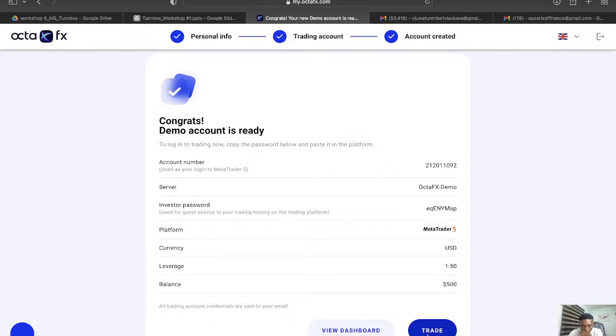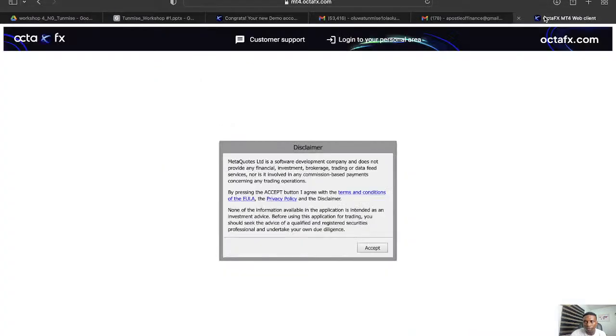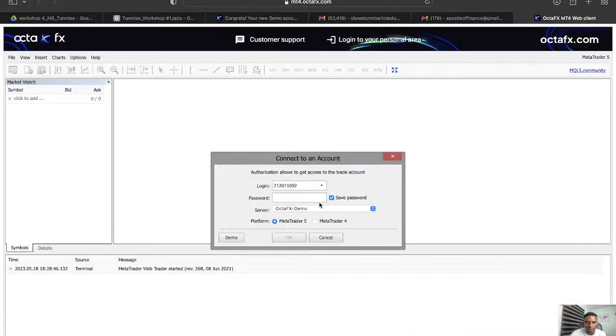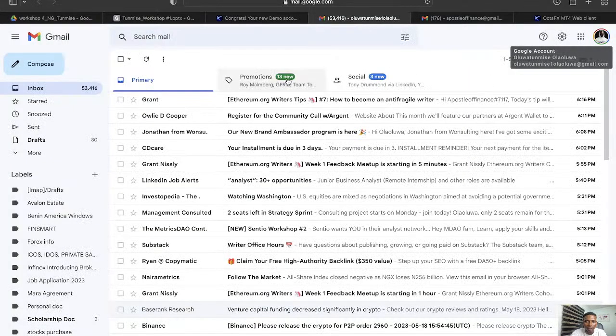You go straight to trade. Since you've opened an account, you go straight to trade. You enter the password. Let's see if we've gotten an email that concerns us here.